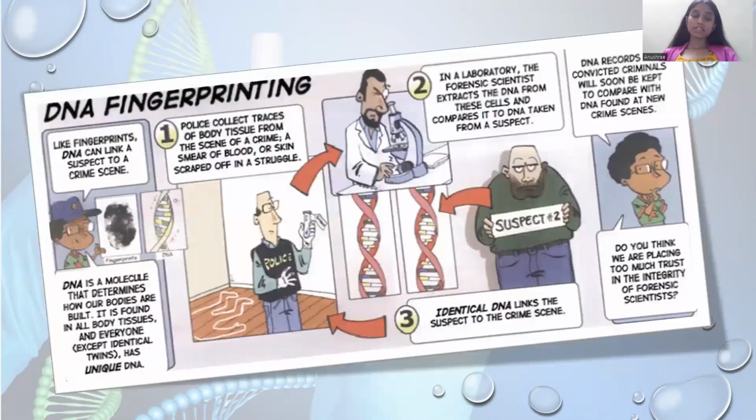Here is an image which shows that the police collect traces of body tissue from the scene of the crime, a smear of blood or skin, or a scrap taken in a struggle. Then in the laboratory, forensic scientists extract the DNA from these cells and compare it to DNA taken from a suspect. The third step is that identical DNA links the suspect to the crime scene, and then the suspect is arrested.